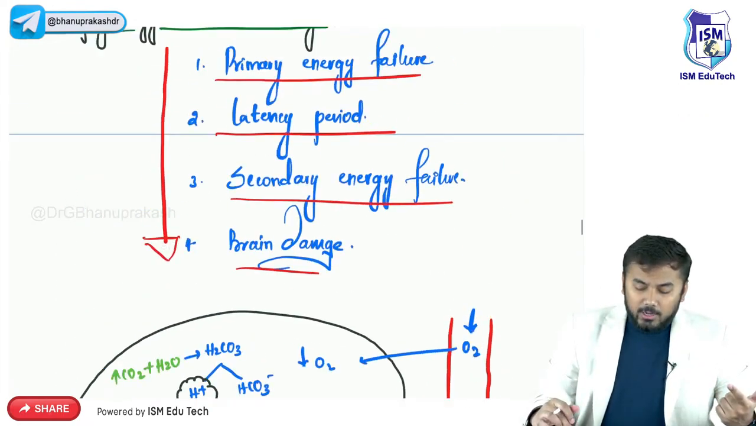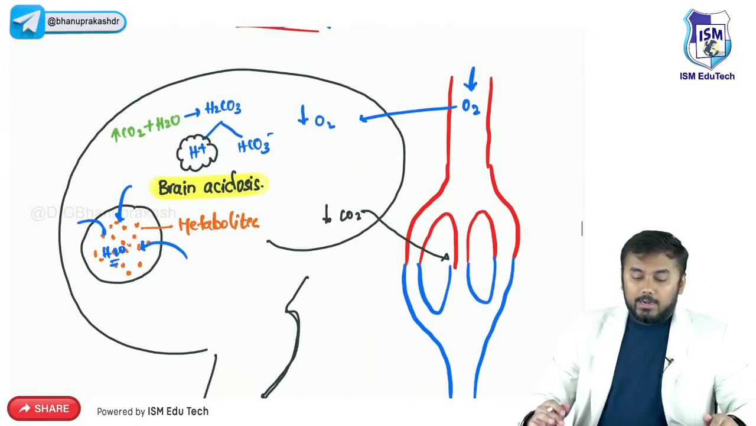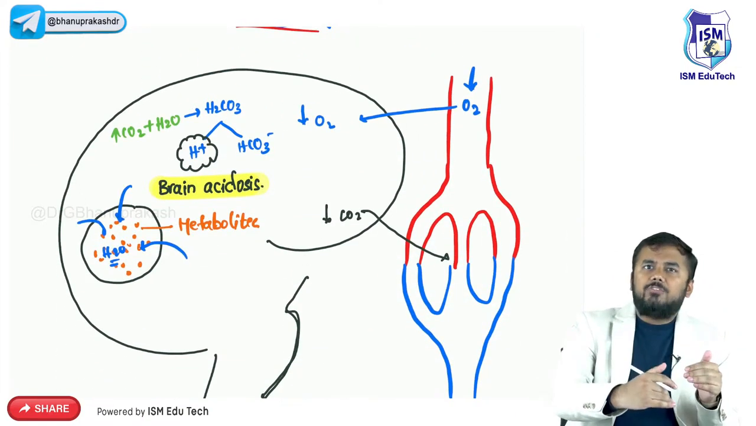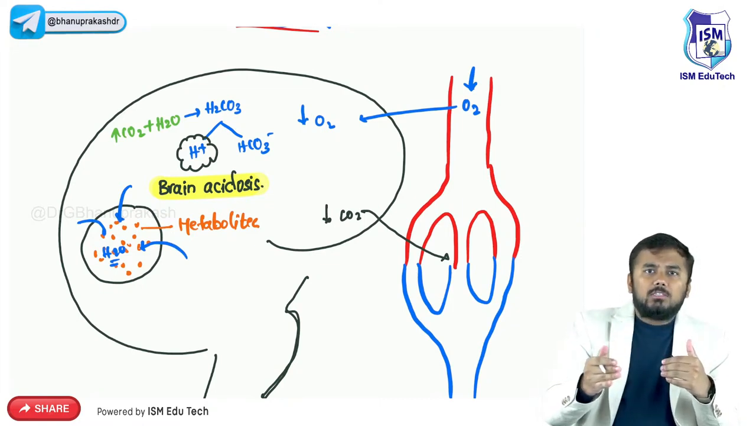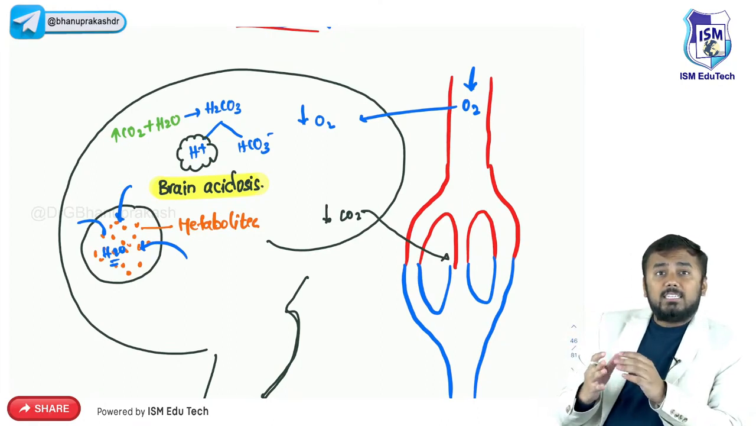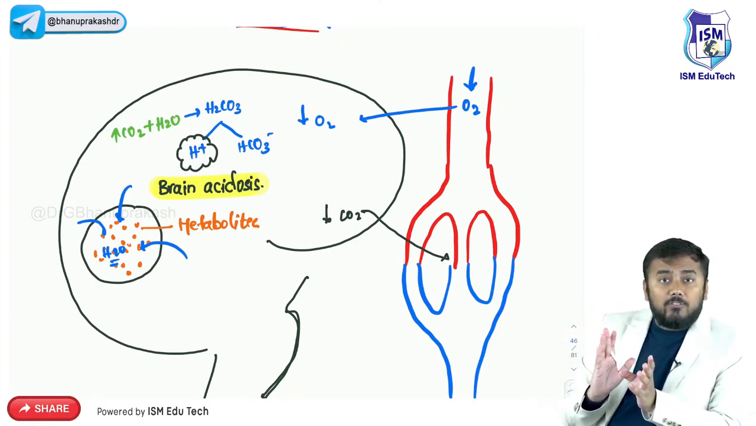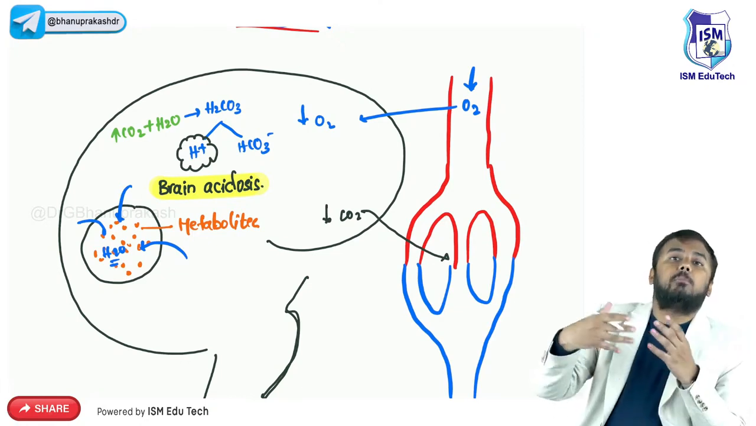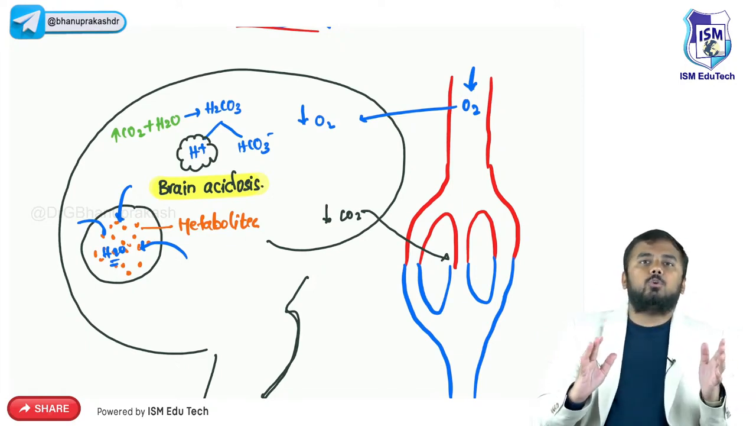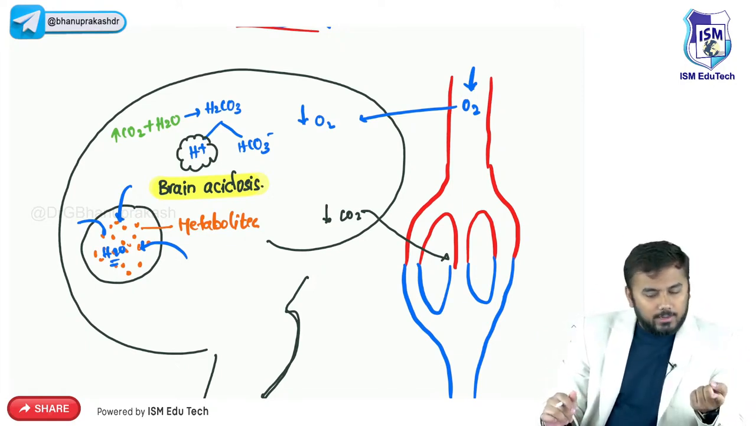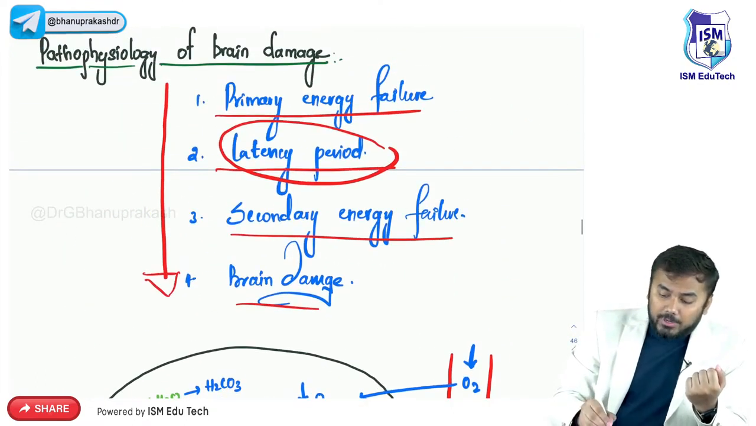So primary energy failure के बाद कौन सा है? What is the next concept? Latency period. What is this latency period? Latency period मतलब primary energy failure होने के बाद, for few hours, there is a period called latency period. इस latency period में, if you are trying to provide very good amount of oxygen to the brain cells, some of the brain cells can recover and they can live normally. Okay, that period you call it as latency period. Clear?